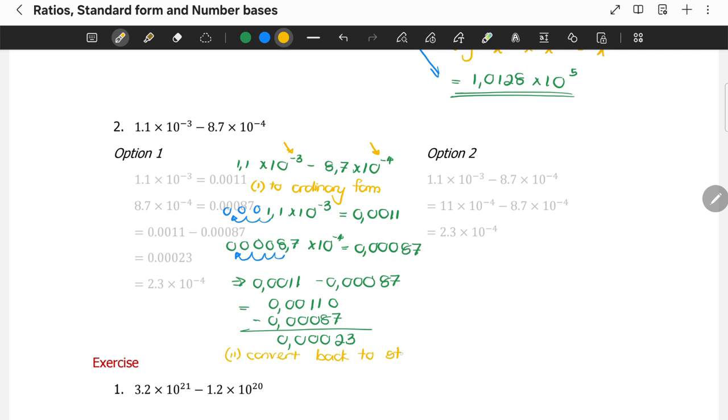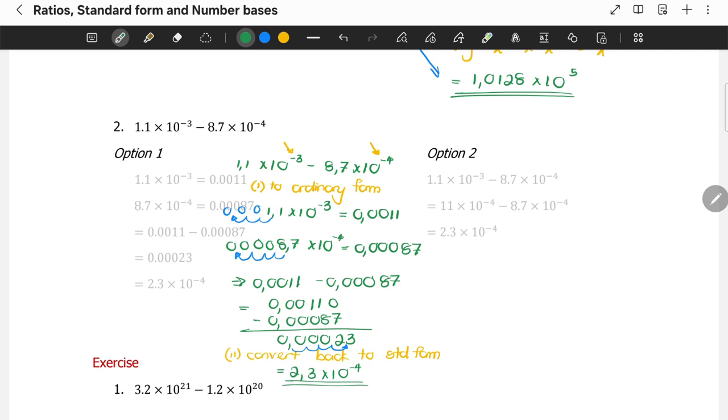Now we have to convert back to standard form. So we have the comma right there, and we have 2, 3. We have to move it 1, 2, 3, 4 places, and that gives us 2.3 times 10 to the power minus 4, because we're moving the comma to the right.